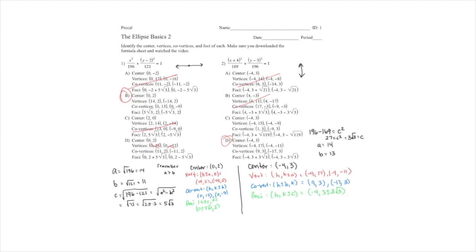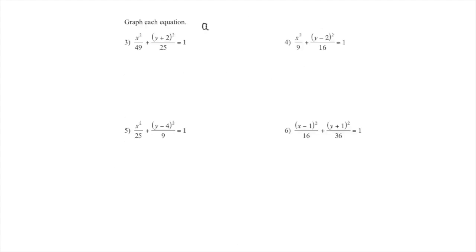Let's go and look at the second page. Let's graph a few of these. These are kind of set up to be relatively easy. Although if you can get the concepts here for graphing, the process of graphing doesn't get any more complicated than what we're doing right now. You might have uglier numbers, but the process remains the same.